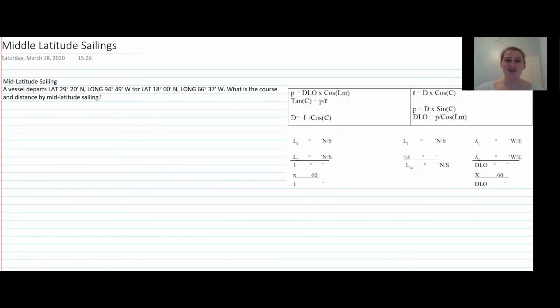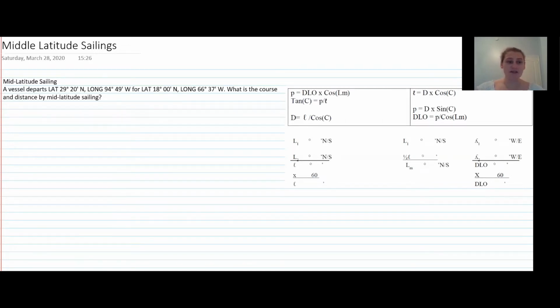And welcome to another terrestrial navigation tutorial. Today we will be going over mid-latitude sailings, or middle latitude sailings. Today's problem is based off of Coast Guard questions. It is not a Coast Guard question, but it is in the same format, and we will be using the same equations that you would use in a Coast Guard question.